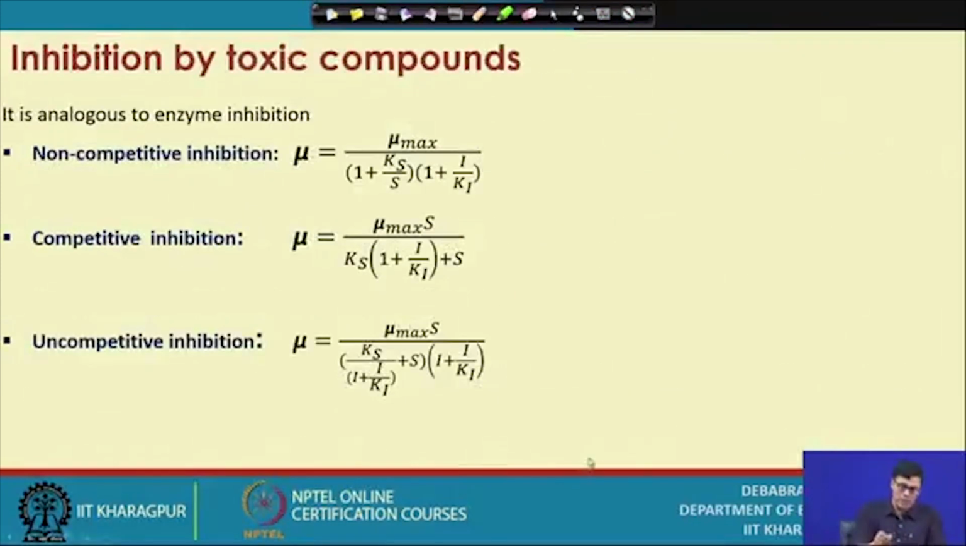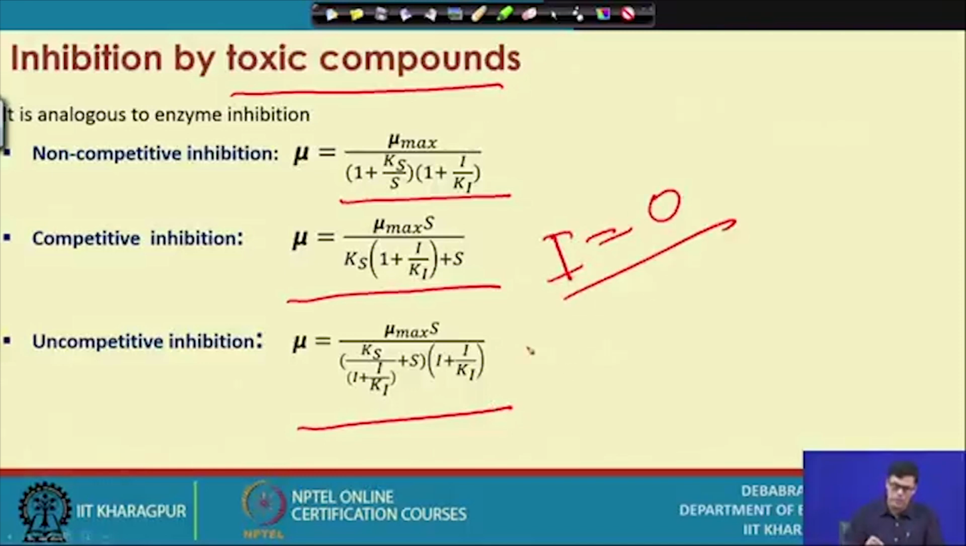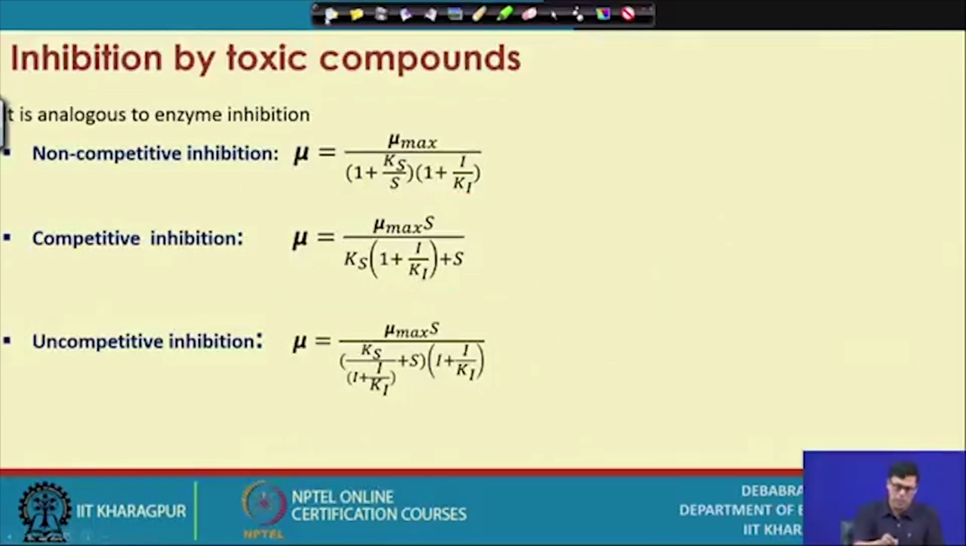Now, I was talking about the inhibition with respect to some toxic compounds that may be produced during the fermentation process, or if you add some kind of toxic compounds, that can be expressed like this. In case of non-competitive inhibition, it will be this, in competitive inhibition it will be this, and uncompetitive inhibition will be similar to the enzymatic reaction. In all the cases, if you put I equal to 0, then all the models will tend to the Monod equation. This is similar to the enzymatic reaction, I already explained, so I am not explaining again.